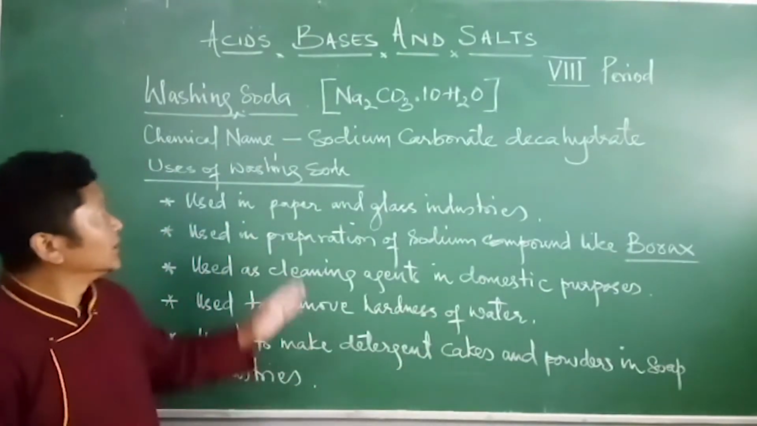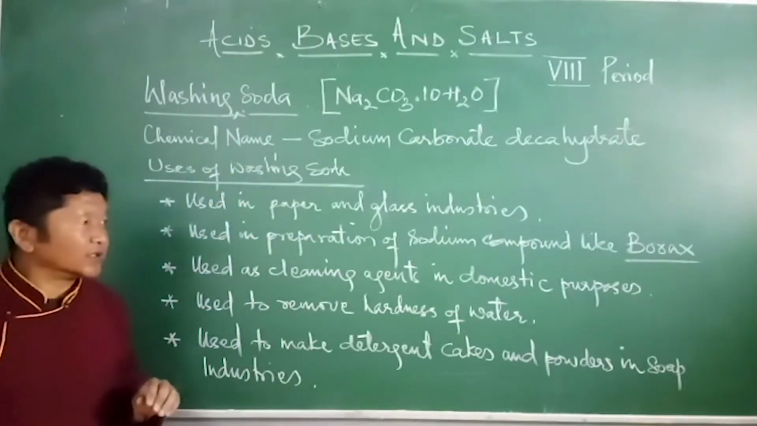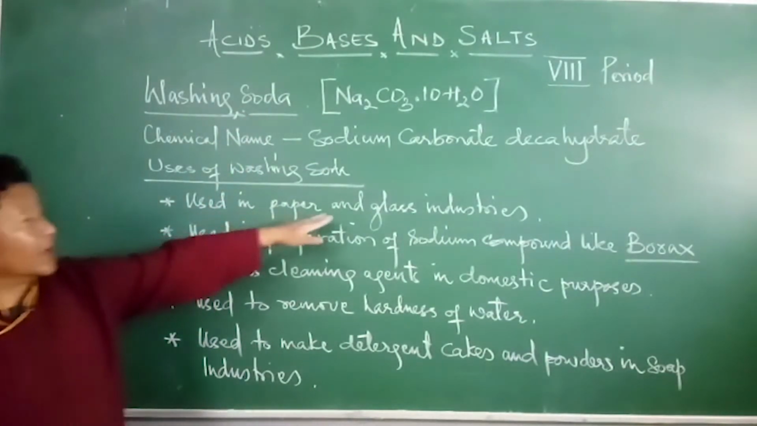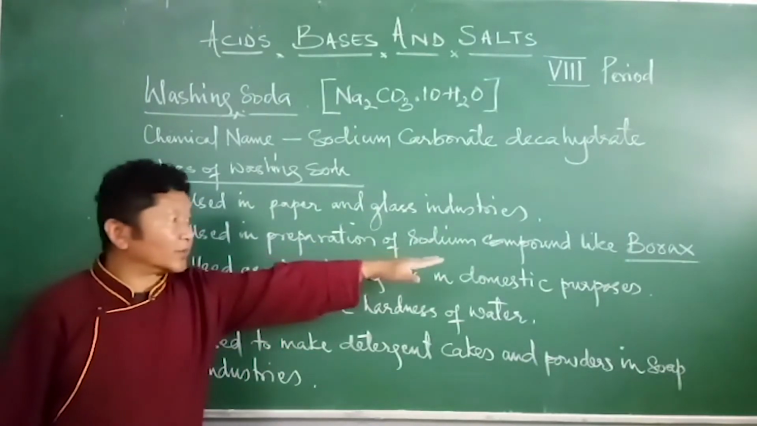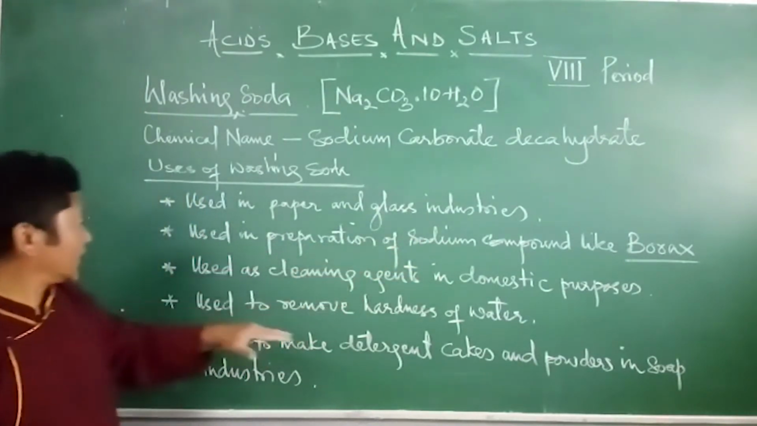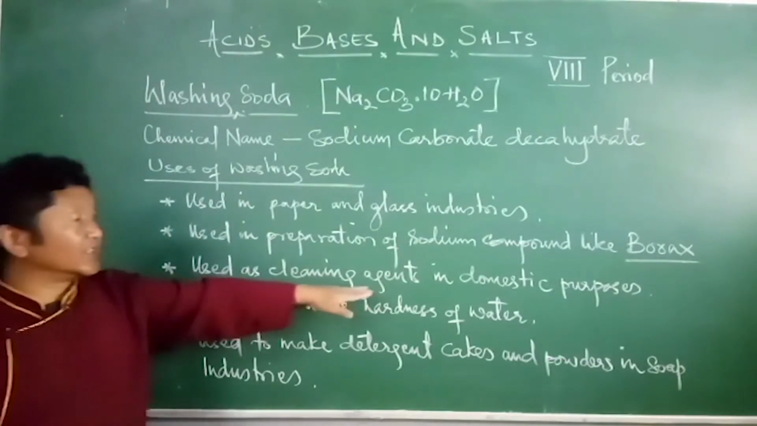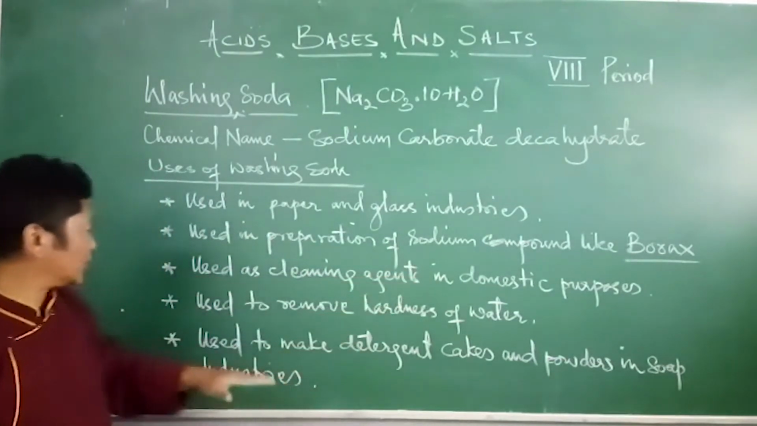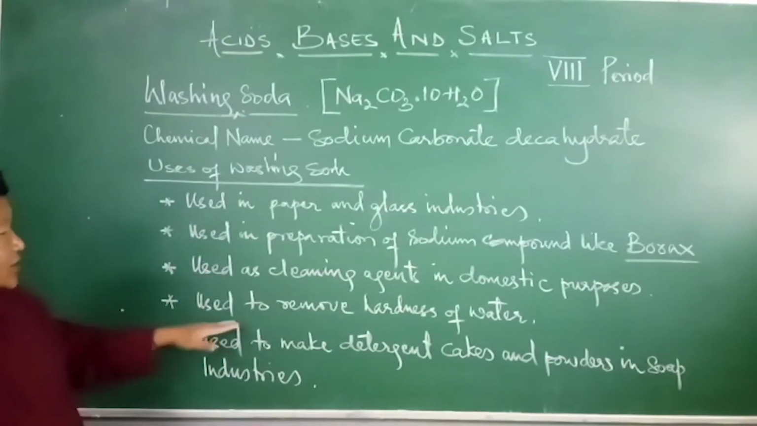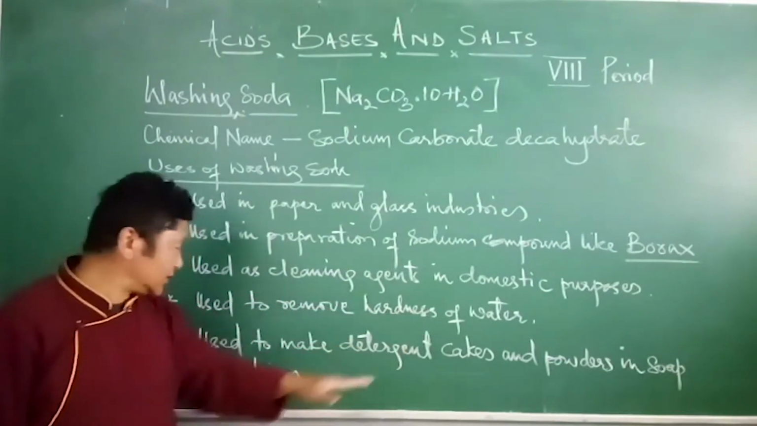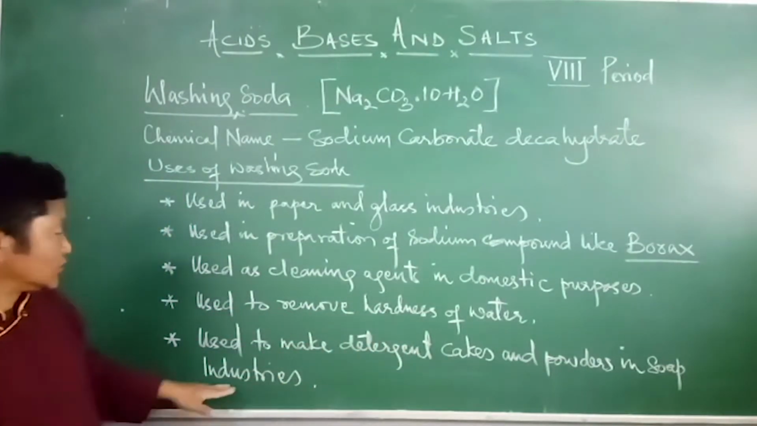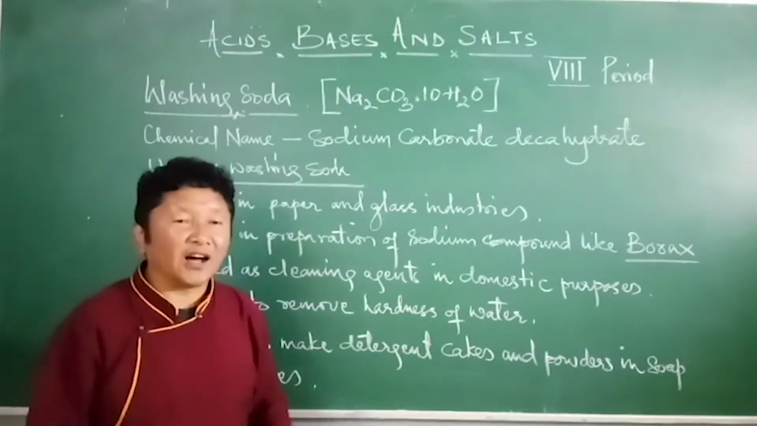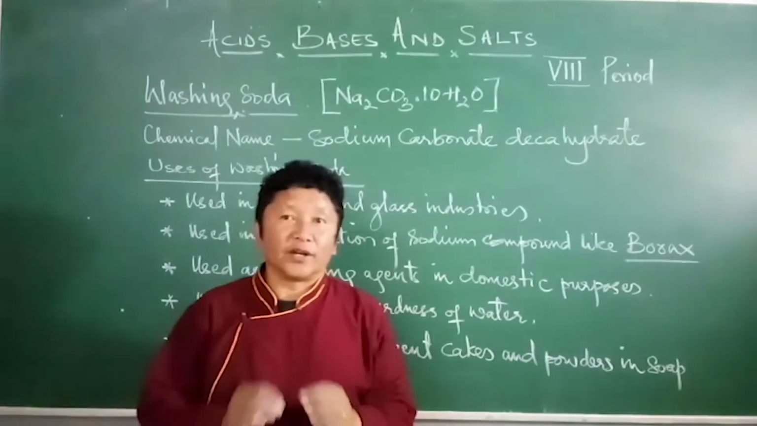So washing soda is used in paper and glass industries, in the preparation of sodium compounds like borax, as a cleaning agent for domestic purposes, to remove hardness of water, and to make detergent cakes and powders in soap industries. So these are the uses of washing soda.